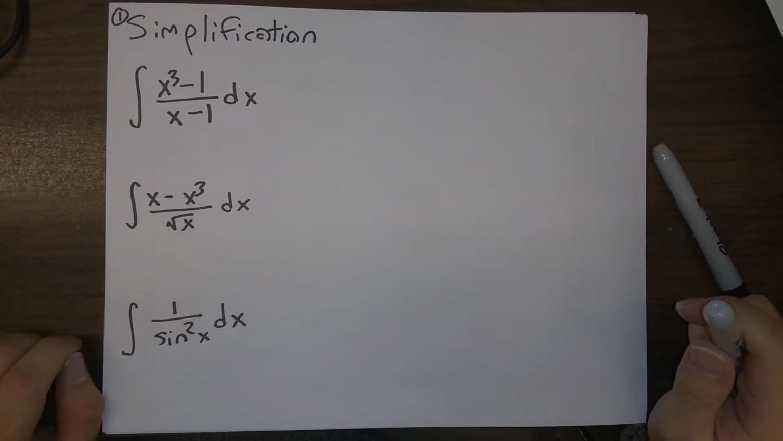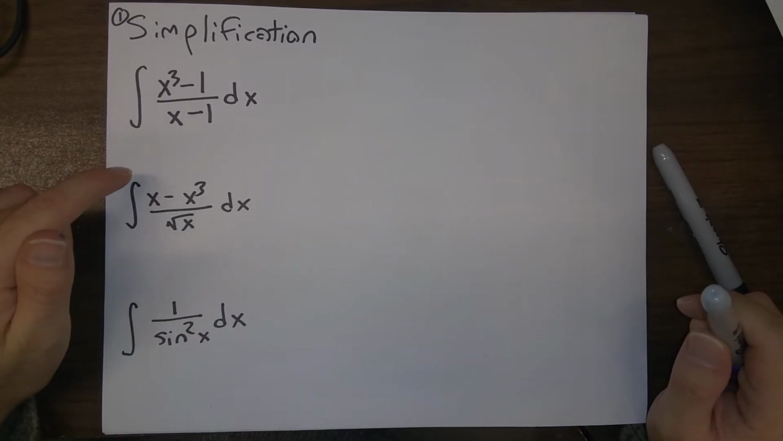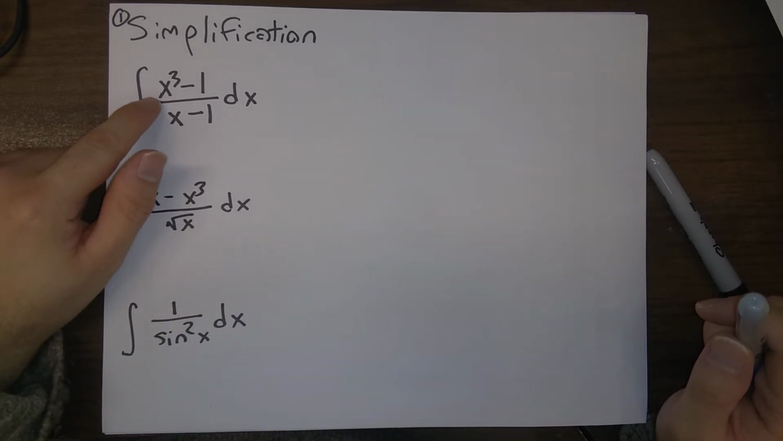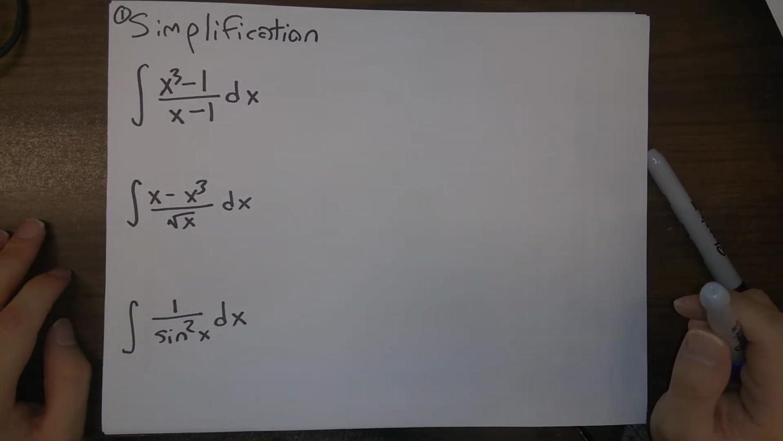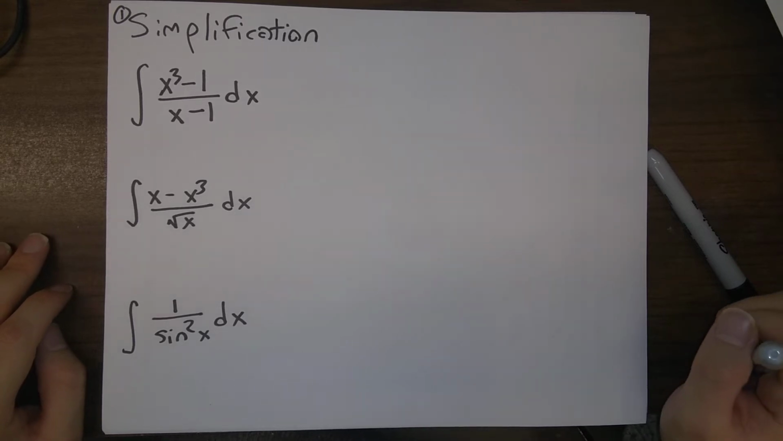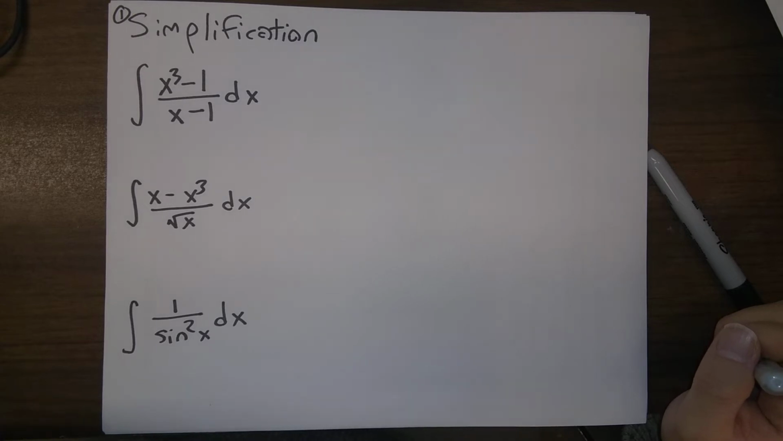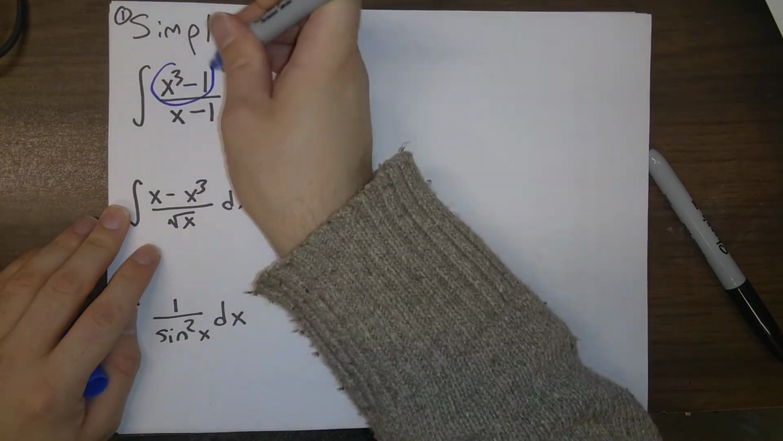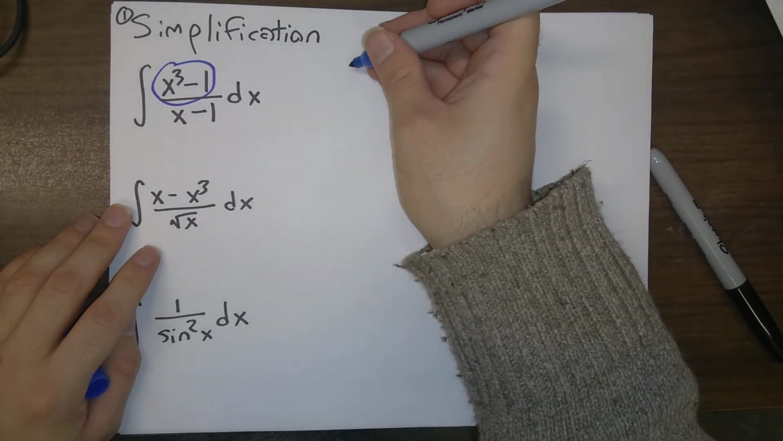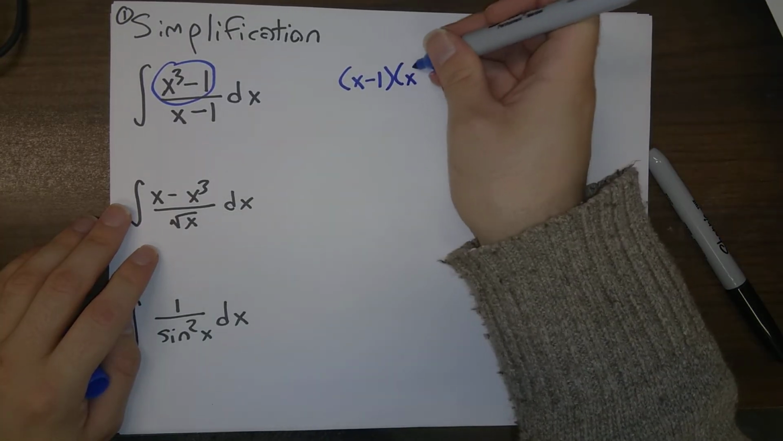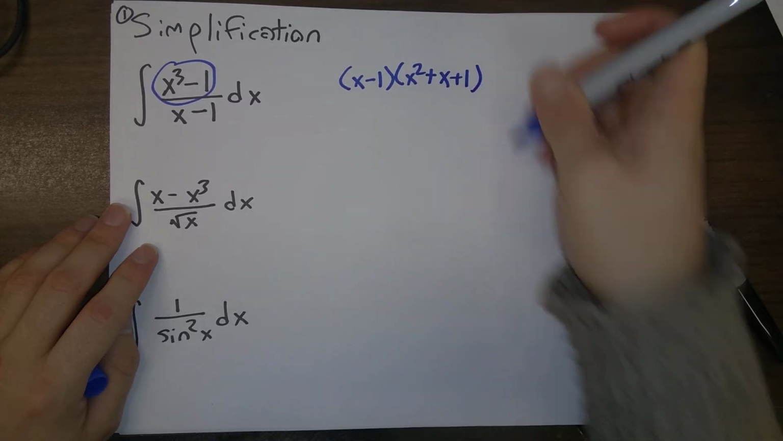So something to think about is, is there ever a chance to rewrite your integrand in some way that makes it easier to integrate? So when we see x cubed minus 1 over x minus 1, your mind might jump to partial fractions. Your mind might jump to substitution. But really, the best way to tackle this is, x cubed minus 1 can be factored as x minus 1 times x squared plus x plus 1.